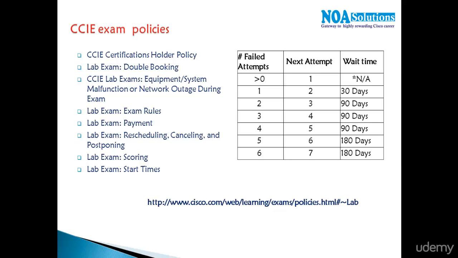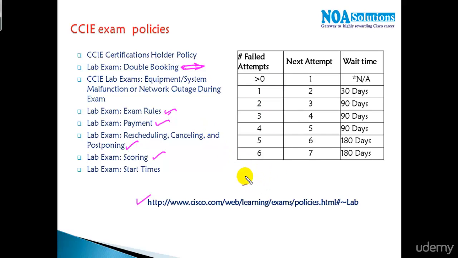Now, if you want to find more information on these exam policies, you can visit a Cisco site, where you will find all this information like the rules, payment procedures, scheduling, postponing, rescheduling, all those things, the scoring and times. As for double booking, you cannot book the same track at the same time. You cannot have 2 bookings at the same time.